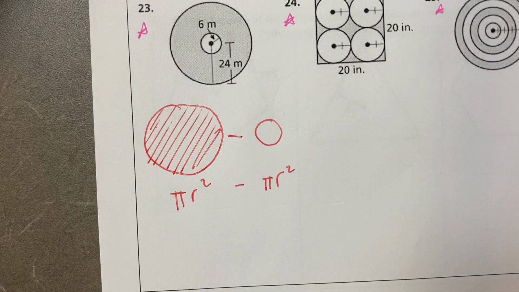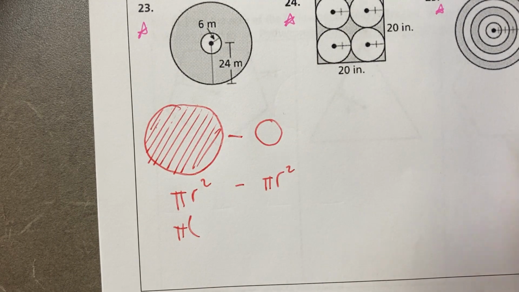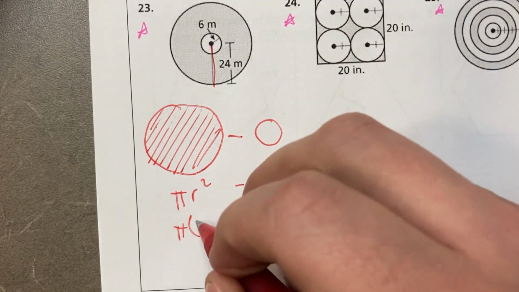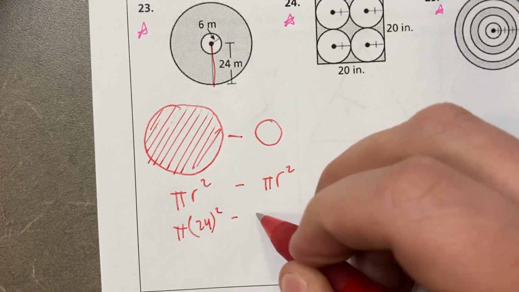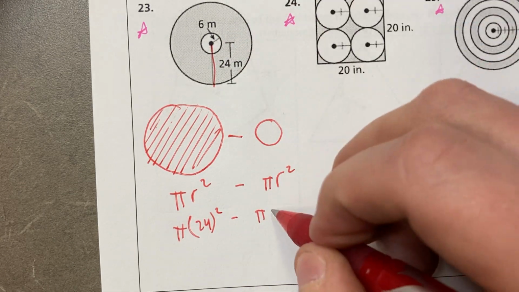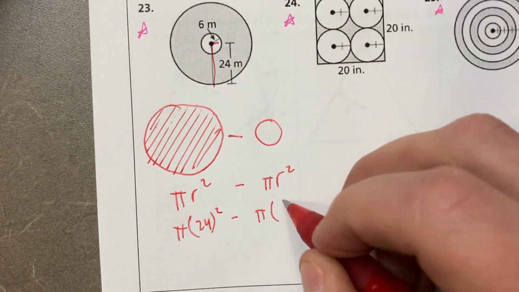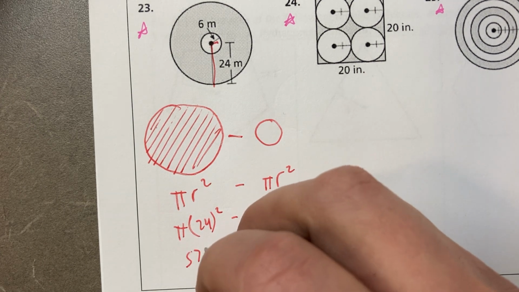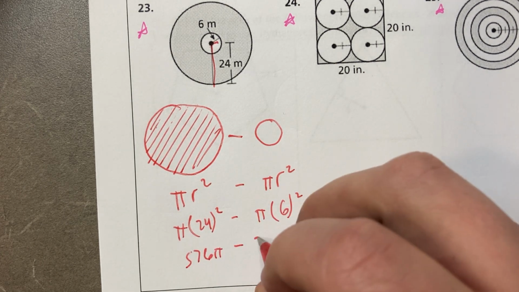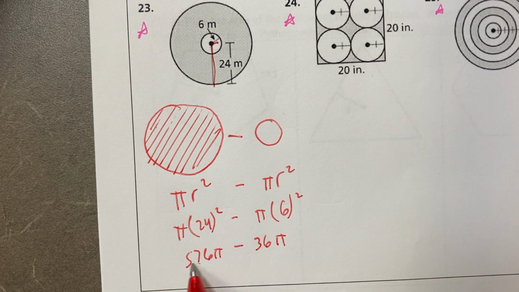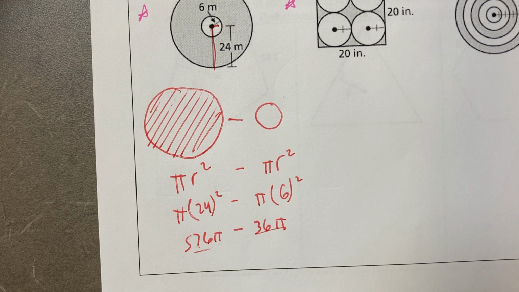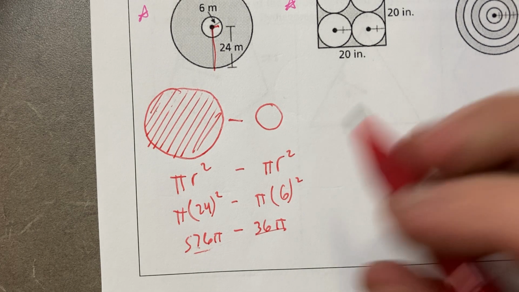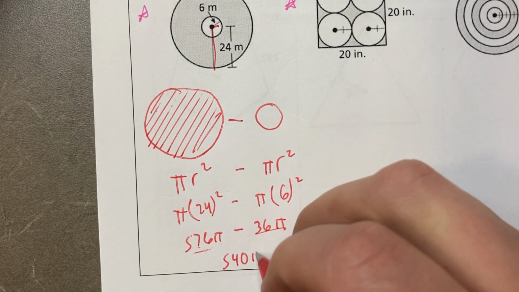All right, let's keep going. This one has a radius of 24. And the little guy has a radius of 6. 24 squared is 576. So this is 576 pi minus 36 pi. Now these I can put together because they're both pi, they're both like terms. So 576 minus 36 is 540 pi.